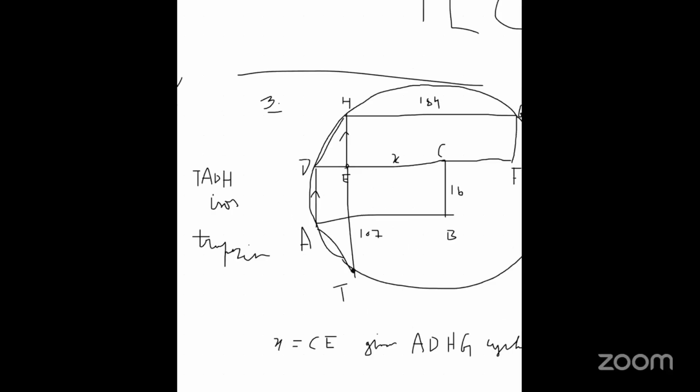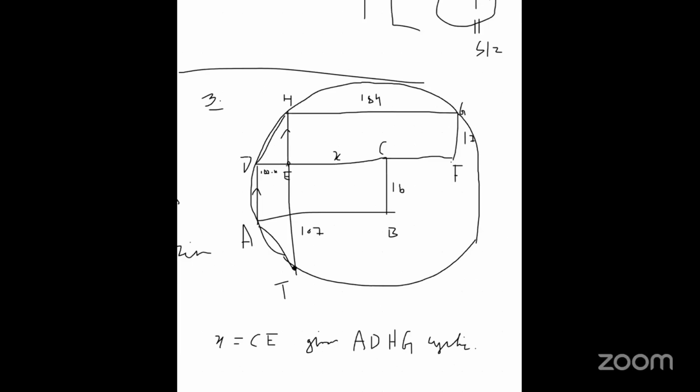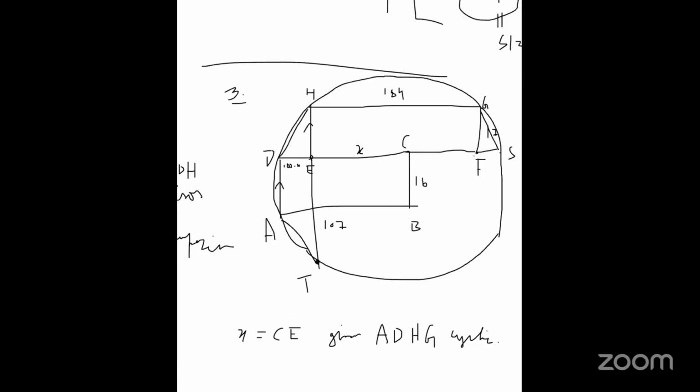So in particular, if this thing is 107 minus x, 107 minus x, and this thing is what? 184. Yeah, this whole thing is. And also, let's say you extend it over here on this side as well, and let's say here you get S. Then you can use something called power of point at E. So what I mean by that is triangle EDH.